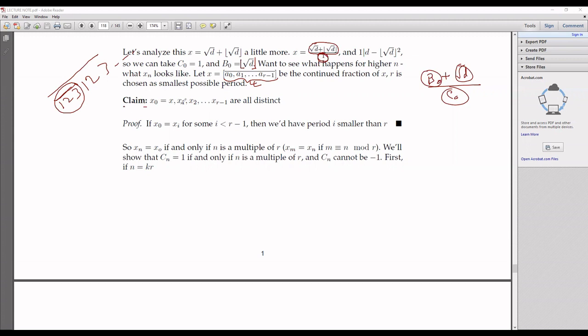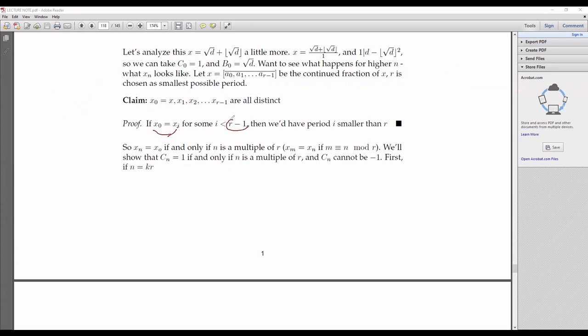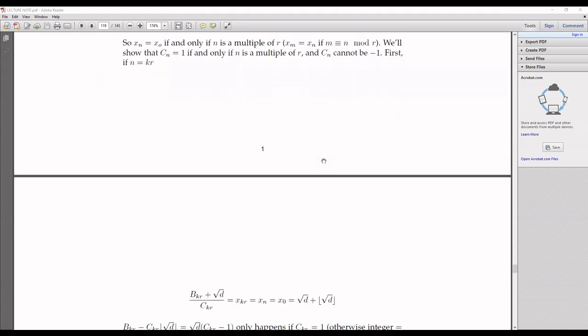Then their claim is each of these numbers x0 up to xr-1 are distinct. This is pretty straightforward actually, because if they were not distinct, then x0 has to be equal to some xi where i is some number less than r-1. There has to be some repetition somewhere, right? If they are not all distinct, then we would have the period i, which is smaller than r, which contradicts the minimality of r. So this was pretty straightforward.